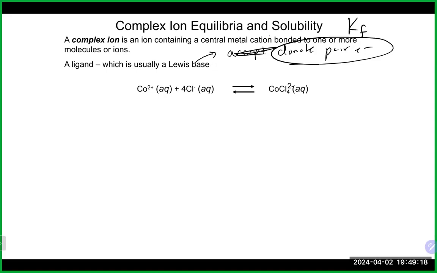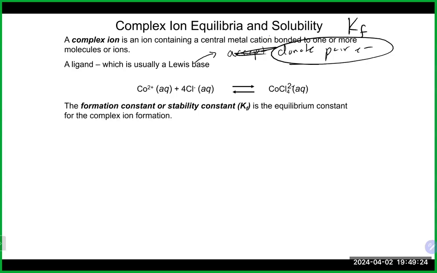So here we have cobalt and our 4 chlorides coming together to make our complex ion, which in a later chapter you will learn how to properly name. And this will give us an equilibrium constant, which is known as Kf. And it's just like any other equilibrium constant. It is products over reactants here.